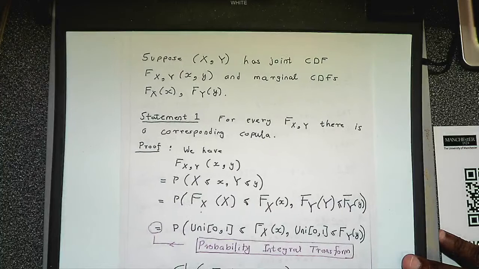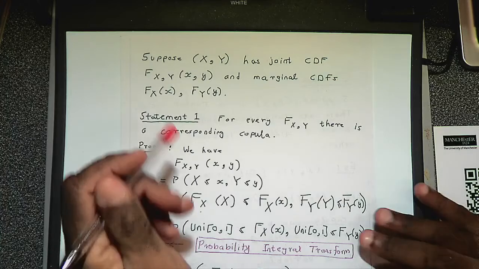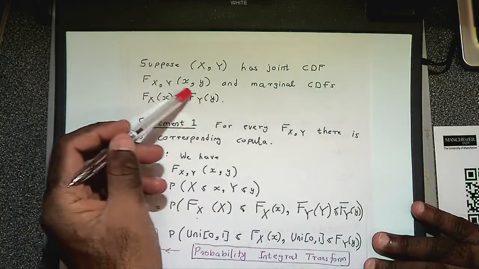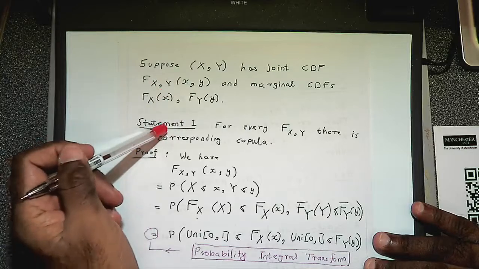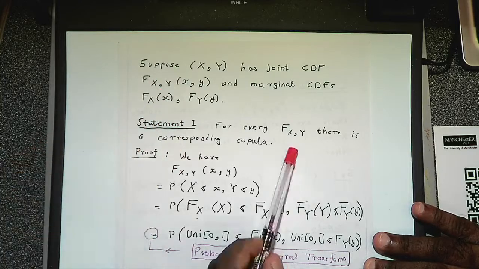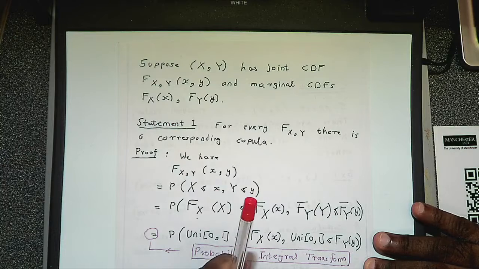Now, before that, I'm going to talk about two statements. Statement 1 and statement 2. Suppose you have a random vector (X, Y) with joint CDF. This is the joint CDF, and these are the marginal CDFs. Statement 1 says that for every joint CDF, there is a corresponding copula. And this is the proof of it.